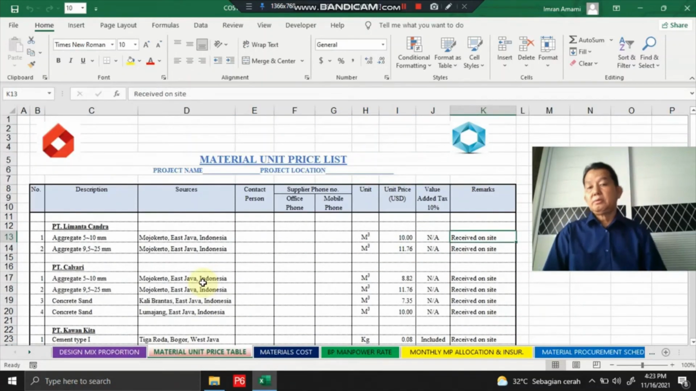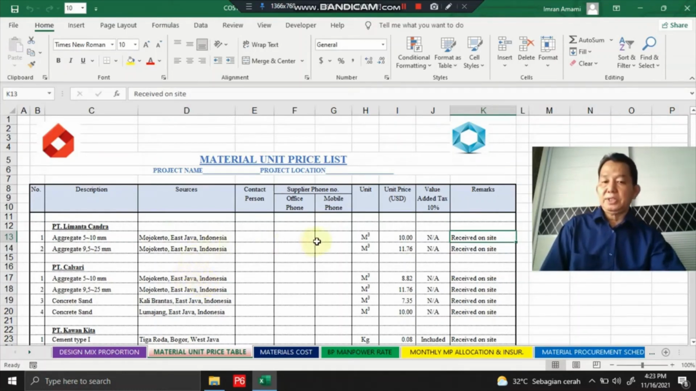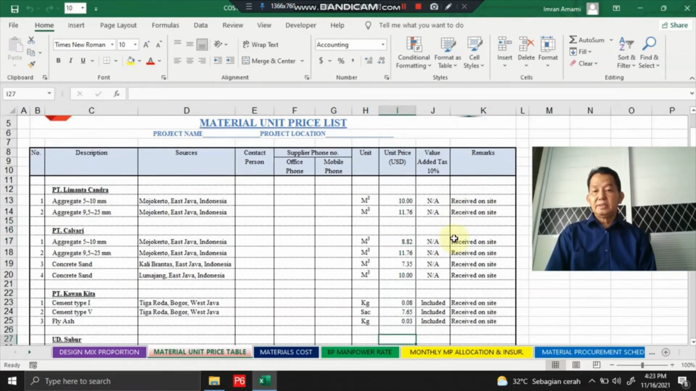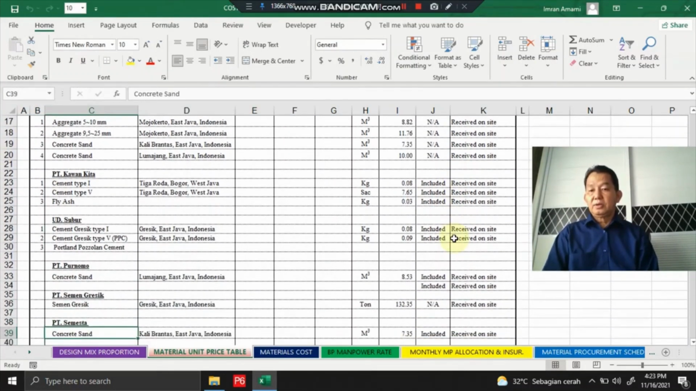And then we have some competitive prices offered by our supplier to support this project, on the condition of receipt on site. Yes, received on site. This is an on-site basis cost. We found here the unit price for the aggregate as seen on the screen, and for other concrete raw materials, aggregate, then cement, concrete sand.